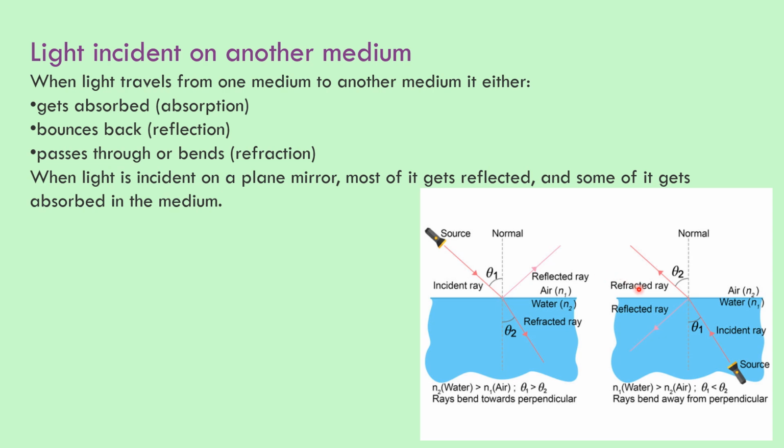Then consider the second example. Here the light rays travel from water to air. Here also some of the light rays get reflected, some get refracted. But here the bending of light takes place away from the normal, not towards the normal. That is the two different cases you have to remember. One thing you have to remember: when light rays travel from one medium to another medium, because of the change in refractive index of the two media, bending of light takes place. Bending of light we call refraction of light.